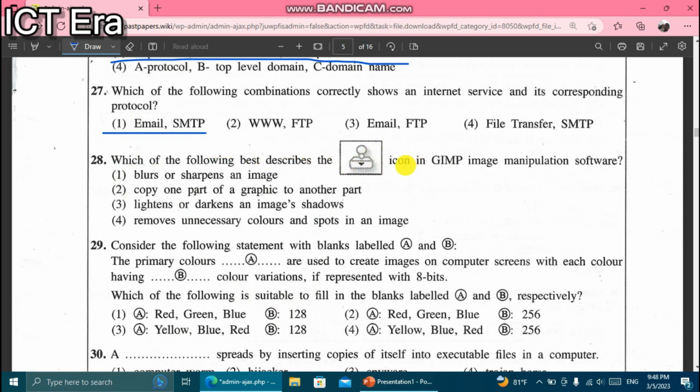That means clone stamp tool icon in GIMP image manipulation software. So this icon is used to copy one part of a graphic to another part. Right?